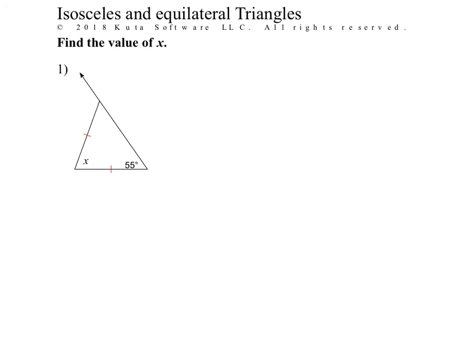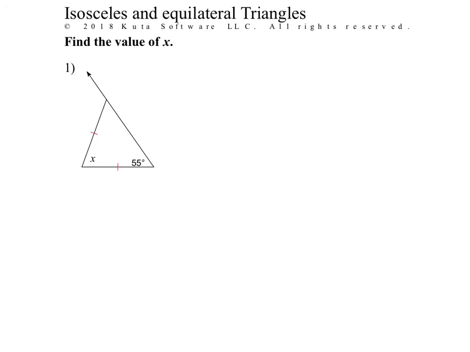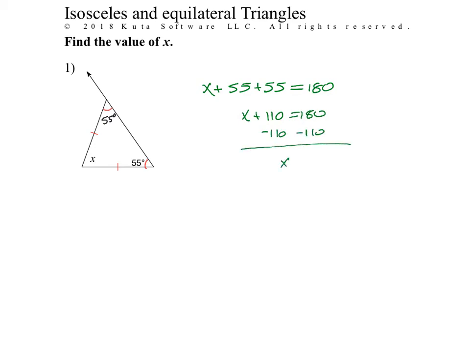So I want to find the value of x. Because I know that those two sides are congruent, their opposite angles are also congruent. So this angle is congruent to this one, so that angle equals 55 degrees. So x plus 55 plus 55 equals 180. So x plus 110 equals 180, minus 110 on both sides, so x equals 70 degrees.